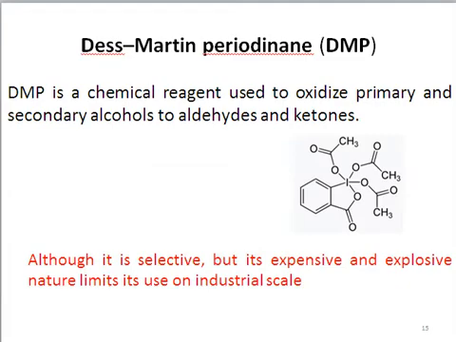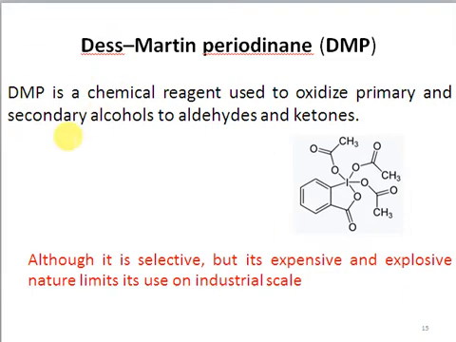The third reagent which is normally used for the oxidation of alcohols is the Dess-Martin periodinane. It's commonly known as DMP. It's a chemical reagent that's used to oxidize both primary alcohols and secondary alcohols to aldehydes and ketones. So very selective, very efficient, but it has a great problem. It's very expensive and it's very explosive, right? So because it's very expensive and very explosive, it cannot be used on an industrial scale. Other than these limitations, that's a perfect reagent for oxidation of primary alcohols and secondary alcohols.